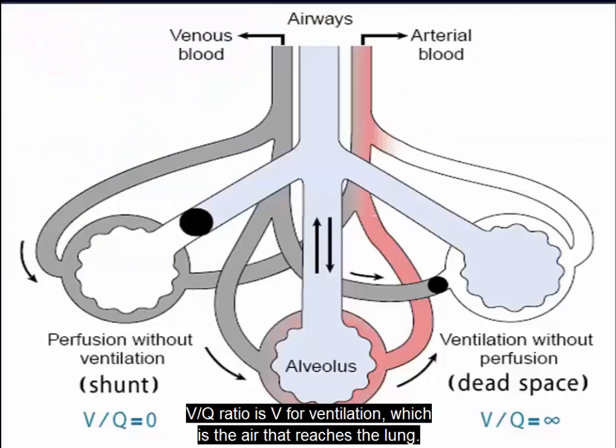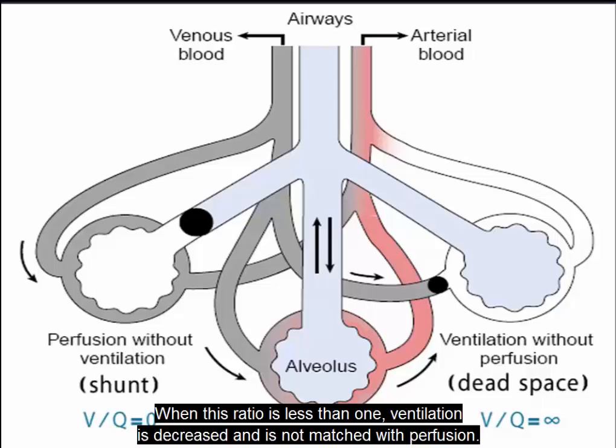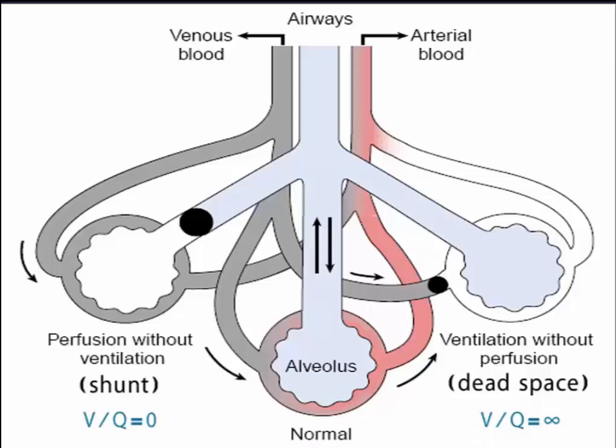VQ ratio: V is for ventilation, which is the air that reaches the lung. Q is for perfusion, which is the blood that reaches the lung. When ventilation and perfusion match, the ratio is 1 or close to 1. When this ratio is less than 1, ventilation is decreased and is not matched with perfusion.